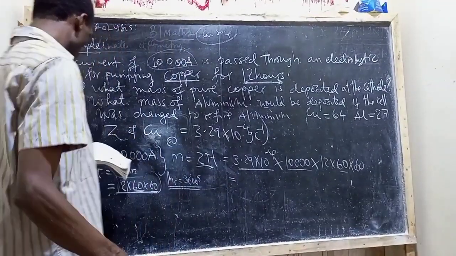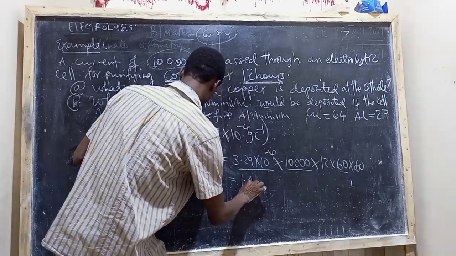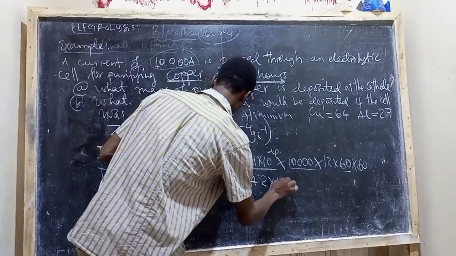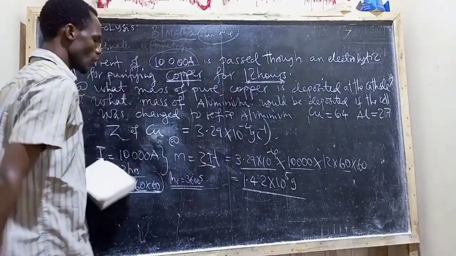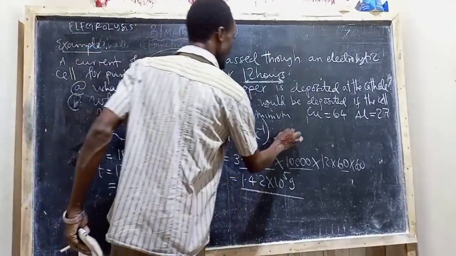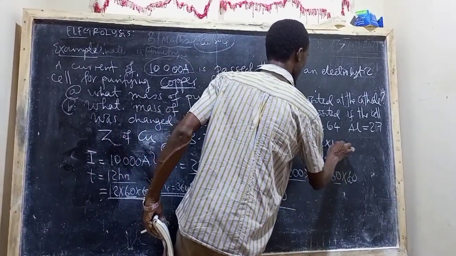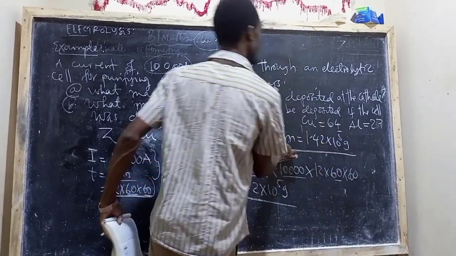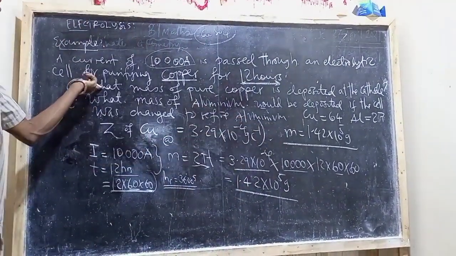Therefore now we get 1.42 times 10 power 5 gram. This is the gram. So the mass that is obtained here is equal to 1.42 times 10 power 5 gram once you have multiplied. So this is for the first question.